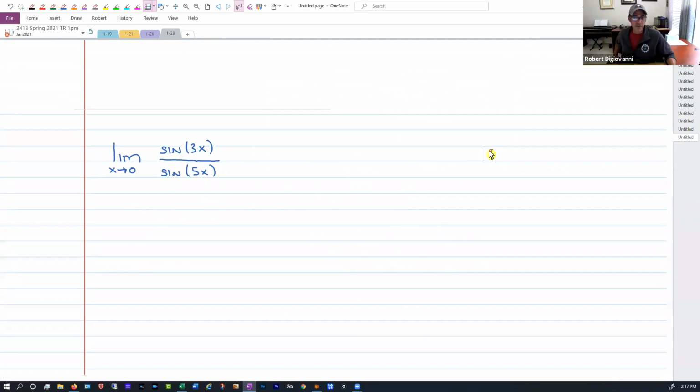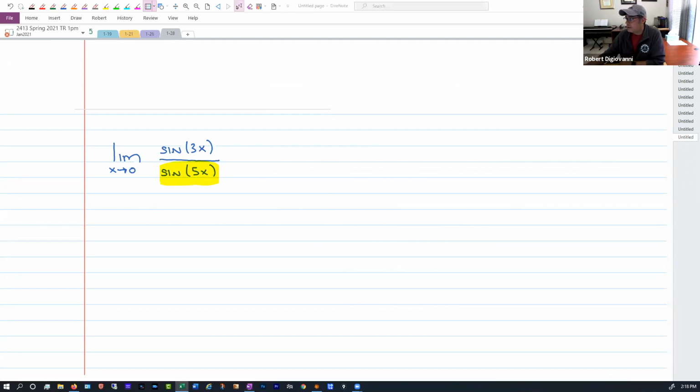Okay, here we go. Sine of 3x over sine of 5x. So if you let x go to 0 right now, direct substitution, you're going to get 0 over 0. Okay, that's what you're going to get. So the piece that's causing the problem is this. That's causing the division by 0.